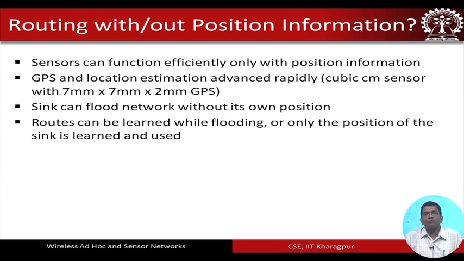Now, how do you perform routing? Routing can be performed with and without position information. So, traditionally, with a bare basic sensor node, these nodes can discover who their neighbors are once they are deployed and turned on. We can have different algorithms which will make these sensor nodes discover their neighbors.